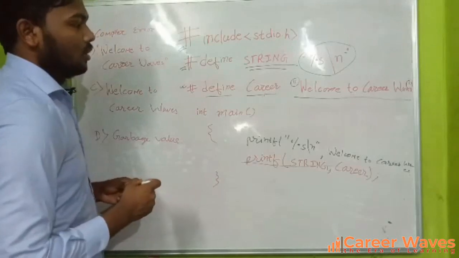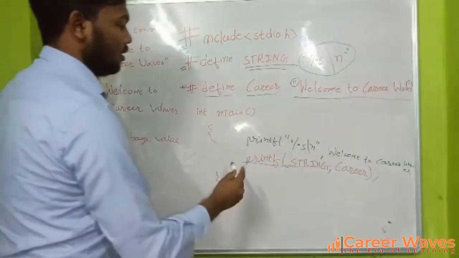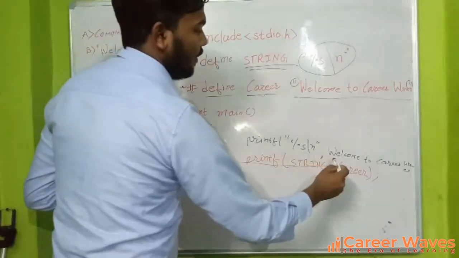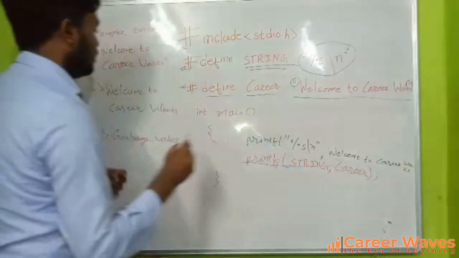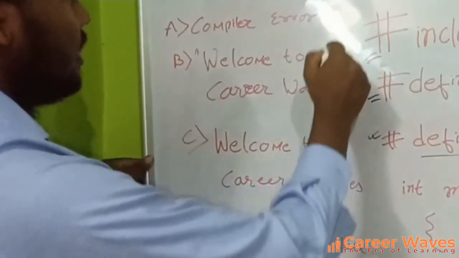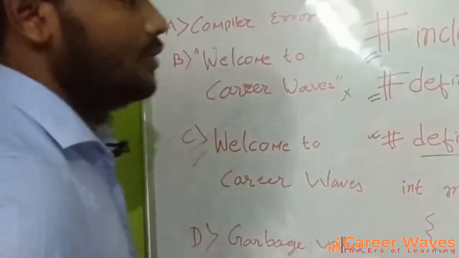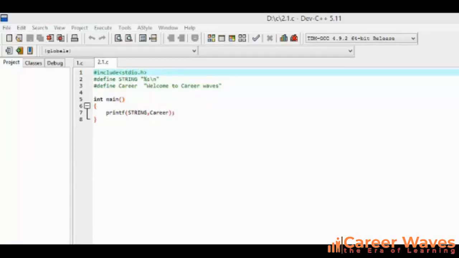So the output for this code will be printf %s welcome to the carrier waves. This will not be there, this will also not be there. So option C will be the correct answer. Now let us see the output for this code.